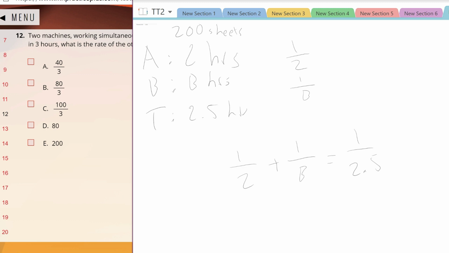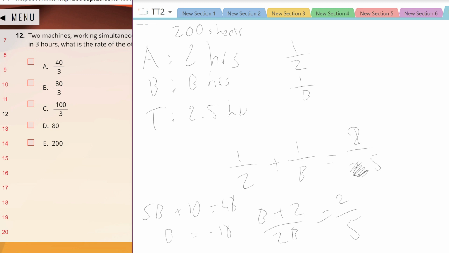1 over 2.5, I'm actually going to times 2 to top and bottom. That's 2 over 5. It's just a lot nicer to have it like that. Now we just need to find B. Adding these two fractions on the left, we have B plus 2 over 2B equals 2 over 5. Cross multiply. Let's do it over here. It's 5B plus 10 equals 4B. Take away 4B from both sides. And B equals minus 10.